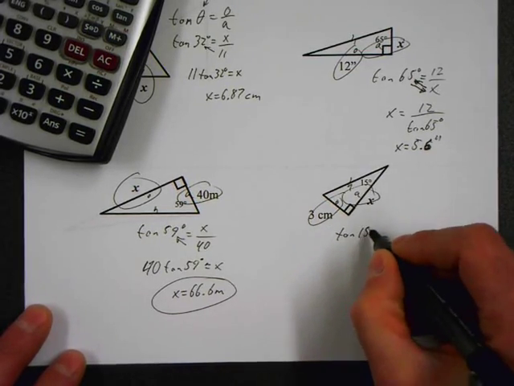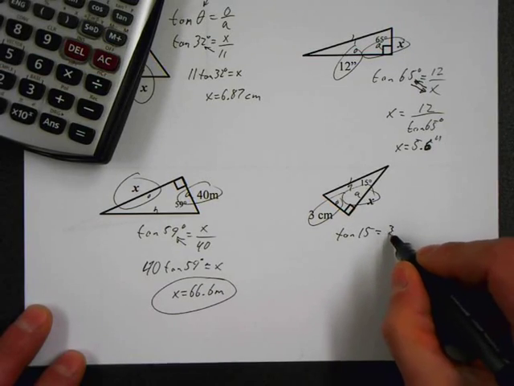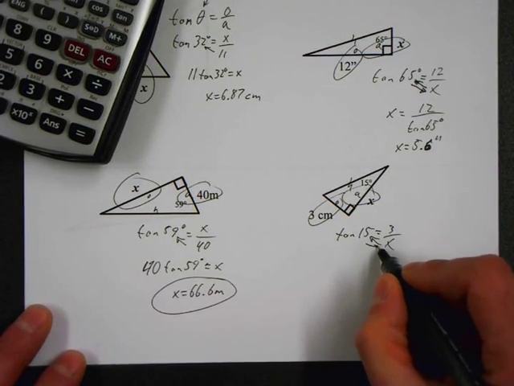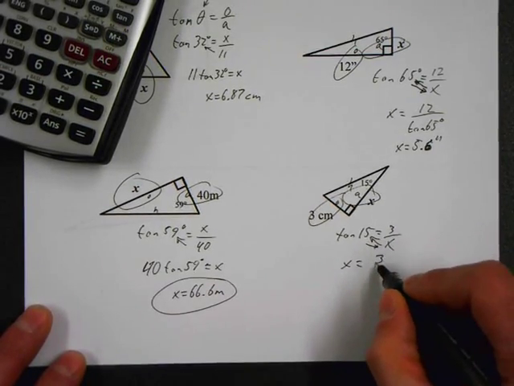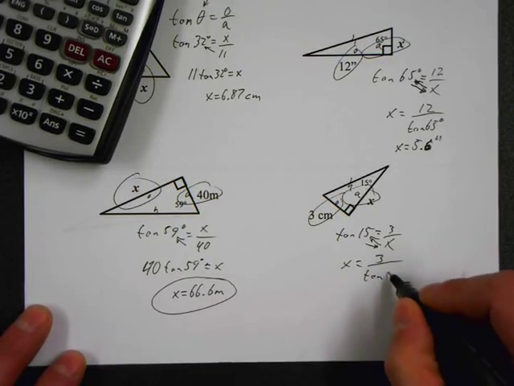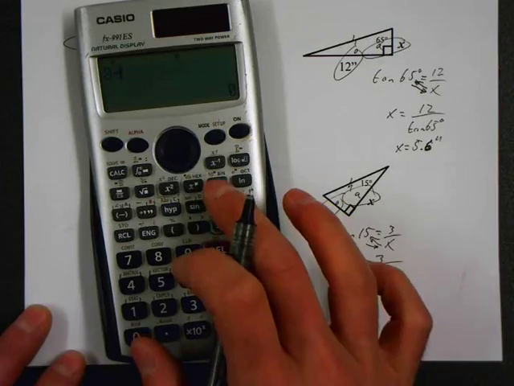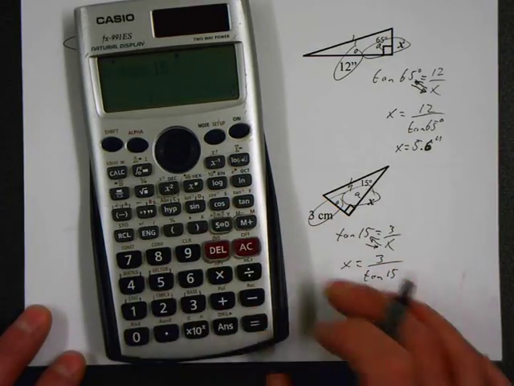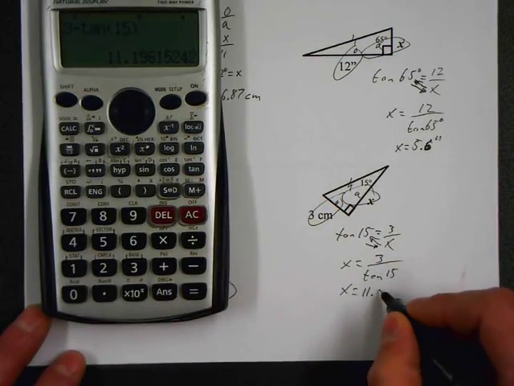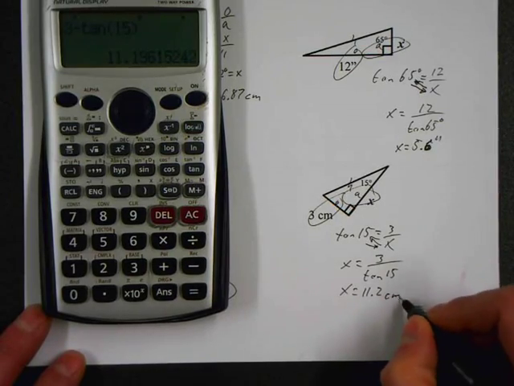Last one from here, O, H, A, tan of 15 equals 3 over x. Cross that up, cross that down. This always happens. The switch divide when x is on the bottom. So x equals 3 divided by the tan of 15. 11.2 centimeters. Done.